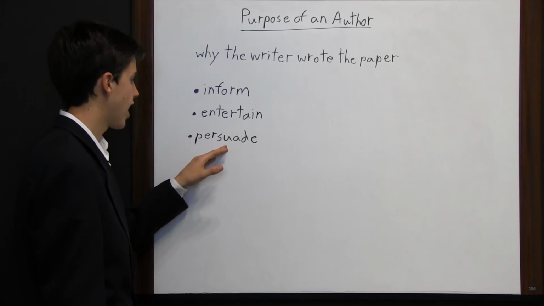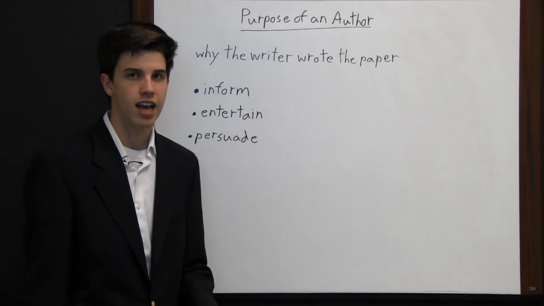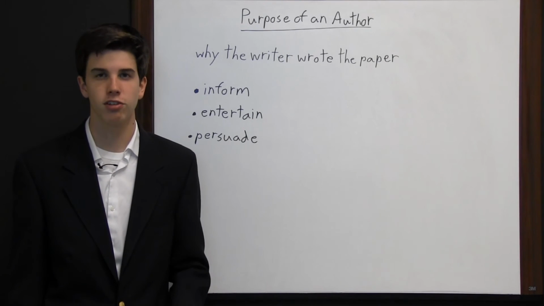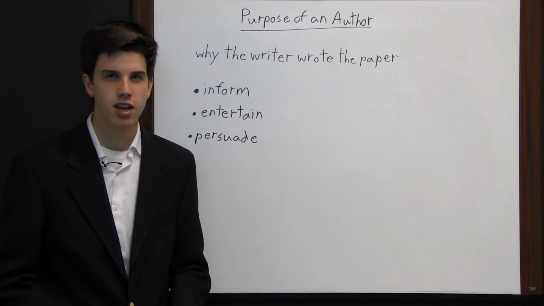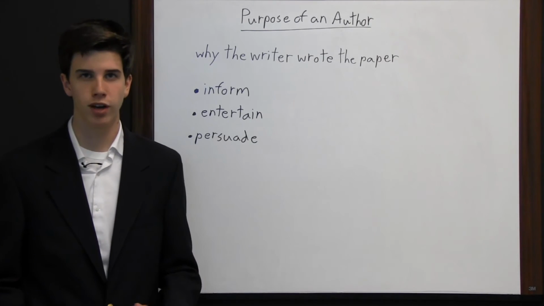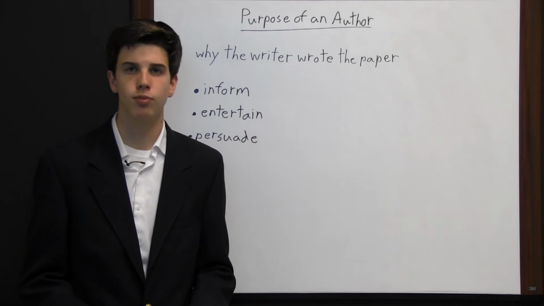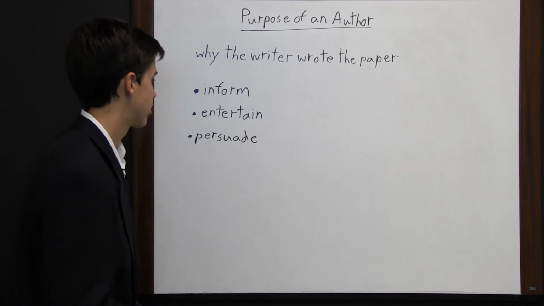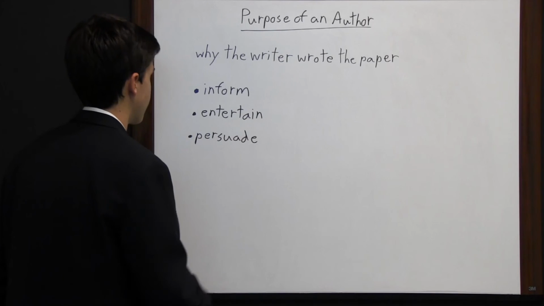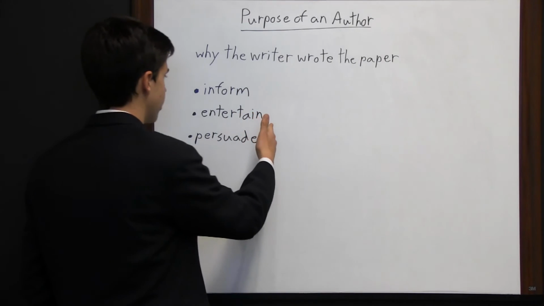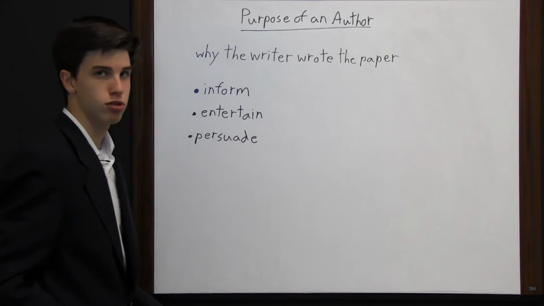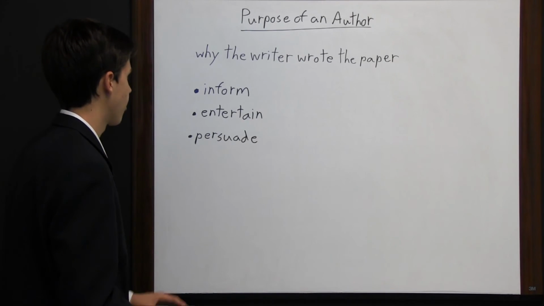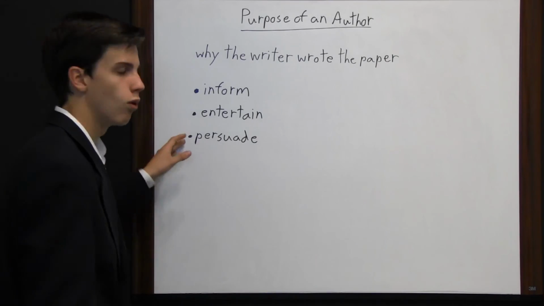Then finally, the third purpose is to persuade. This is actually the hardest type to determine because generally an author is going to try to hide that they're trying to persuade you. When someone knows they're being persuaded, they're going to be wary or skeptical of the arguments the writer is throwing at them. So a lot of times a writer will try to disguise their persuasive paper as a paper that's meant to inform or entertain, but actually it's meant to persuade the reader. Those are the three main types of purposes of an author: to inform, to entertain, or to persuade.